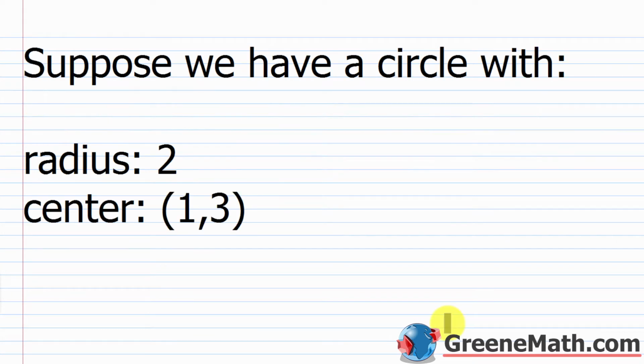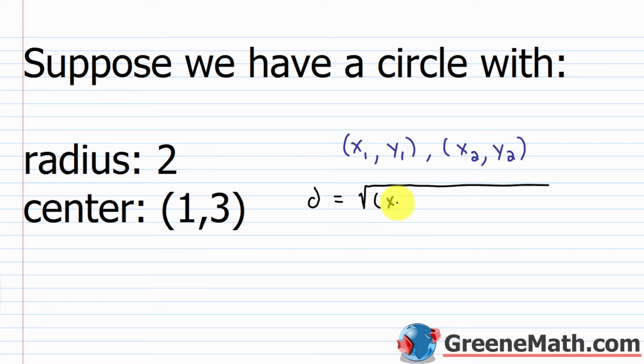How do we go about doing that? Let's think about what the distance formula does. The distance formula allows us to take two points on a coordinate plane and find the distance between them. If I had two generic points, x sub 1, y sub 1, and x sub 2, y sub 2, the distance between them is d equals the square root of the quantity x sub 2 minus x sub 1 squared, plus the quantity y sub 2 minus y sub 1 squared.